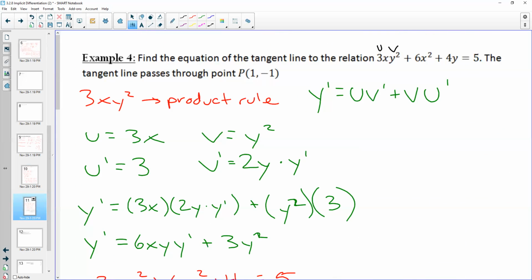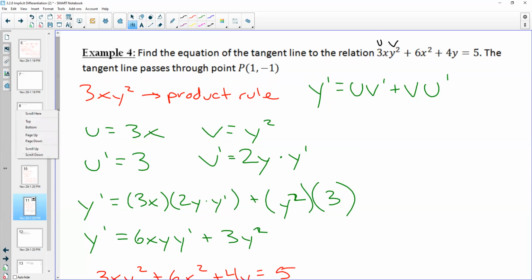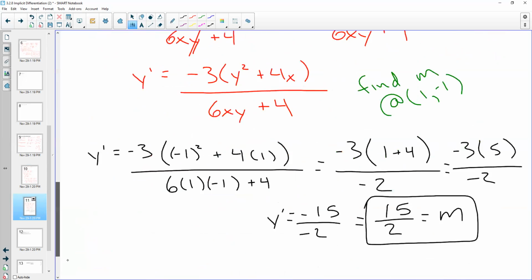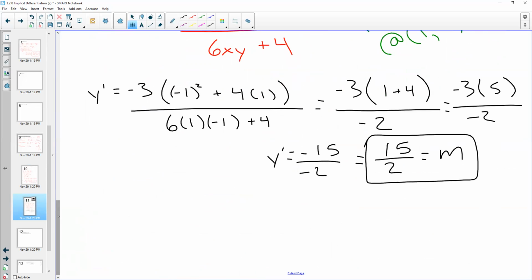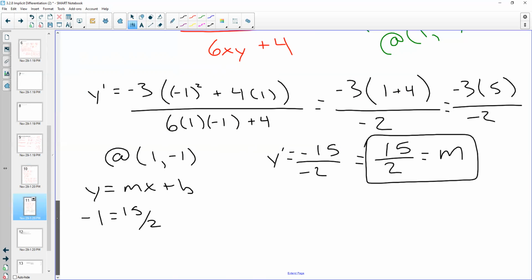Okay. So for this one, we're actually finding the equation of the line. So we know m, right? And remember, we're still at 1 and negative 1. Okay, so y is equal to mx plus b. We know m. X is 1, y is negative 1. So let's just substitute those in. So we have negative 1 is equal to 15 over 2 times 1 plus b.